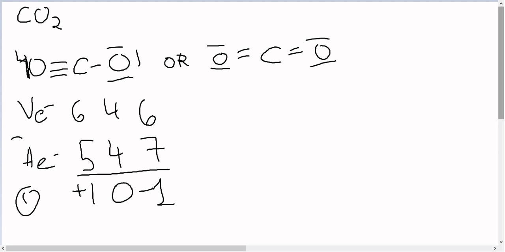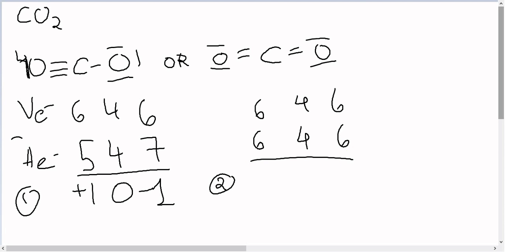Now, if we were to draw it for the second Lewis diagram, once again oxygen has 6 valence electrons, carbon has 4, and oxygen again has 6. This time it's assigned 6 electrons. The carbon is assigned 4 electrons, and the last oxygen is also assigned 6 electrons. So we get a total charge of 0 for all of them.